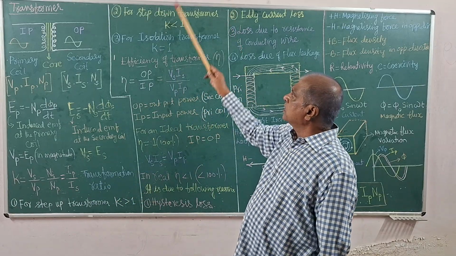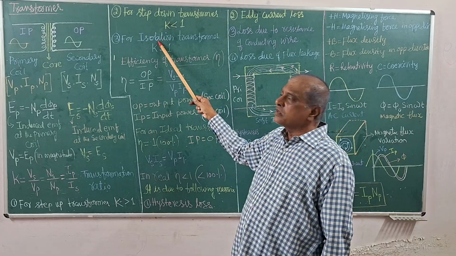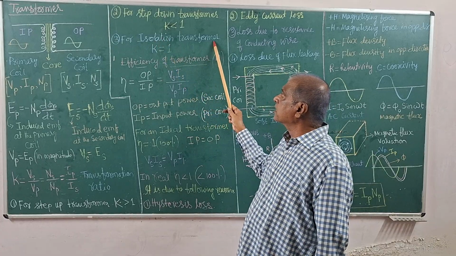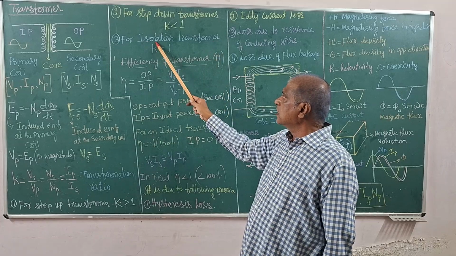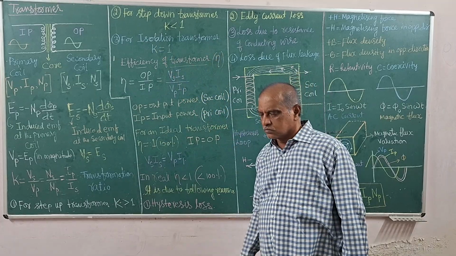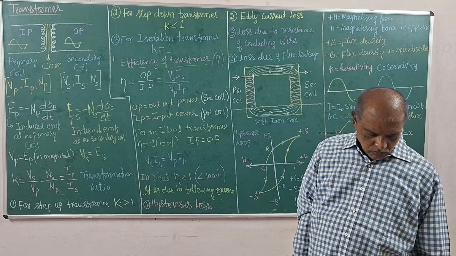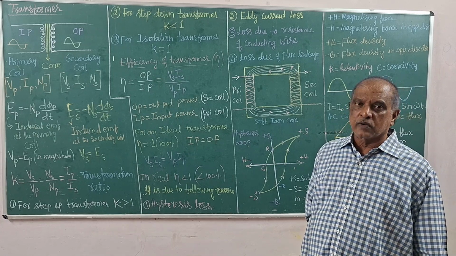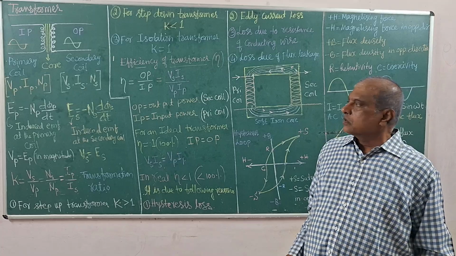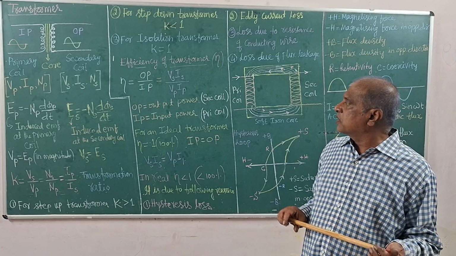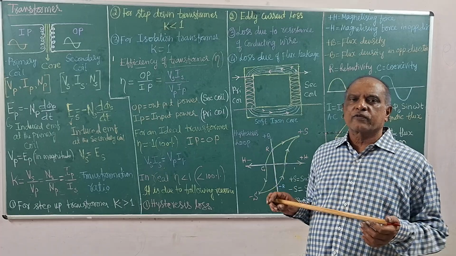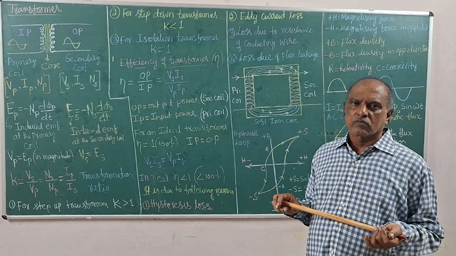If the ratio is 1, the transformer obtained is called an isolation transformer. There is a purpose of using an isolation transformer. This transformer is used in highly sensitive electrical equipments.